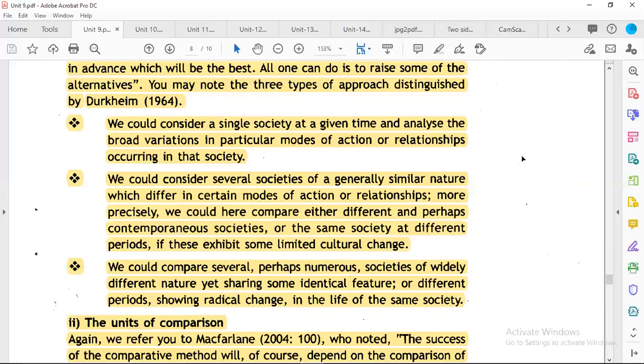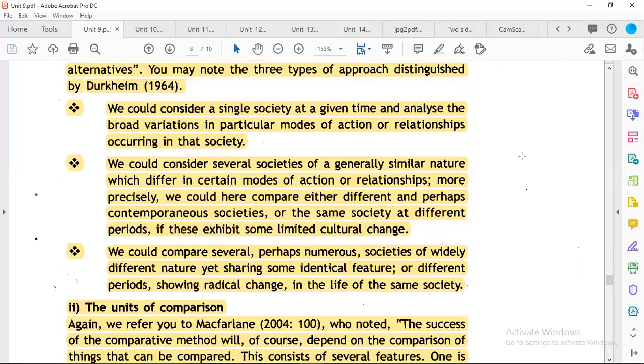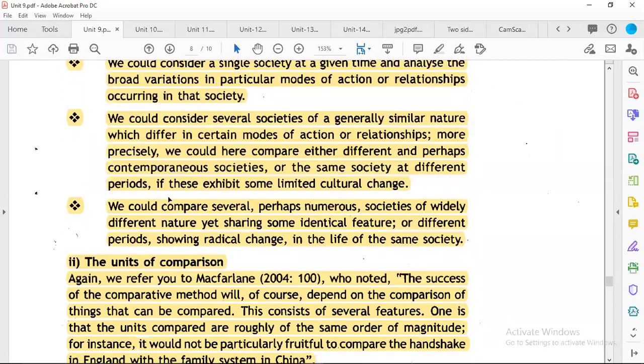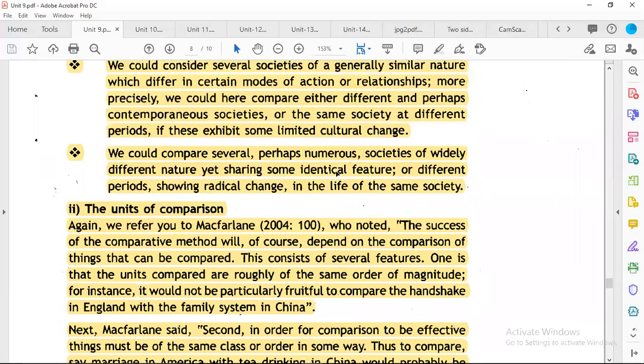So in the first, we have a single society and we are comparing some parts of that single society, and in the second condition, we have several societies. Maybe we are comparing one or more societies which should be similar in nature, or maybe we will compare various parts of those several societies in different periods if this exhibits some limited cultural change. We could compare several, perhaps numerous societies of widely different nature.